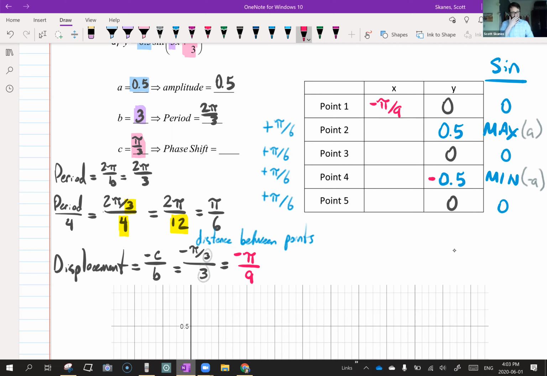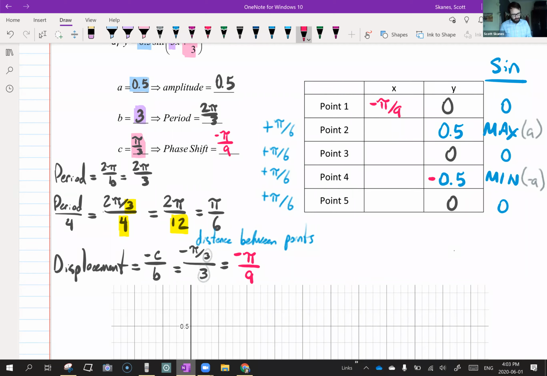So before I go any further, is there anything I can clarify? Because this tends to make students confused. Anything I can go back through? Displacement is phase shift, yes. There are different words for displacement: displacement, phase shift, phase angle, horizontal shift, horizontal translation. They all mean the same thing.